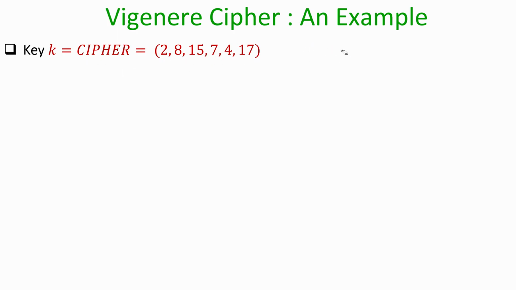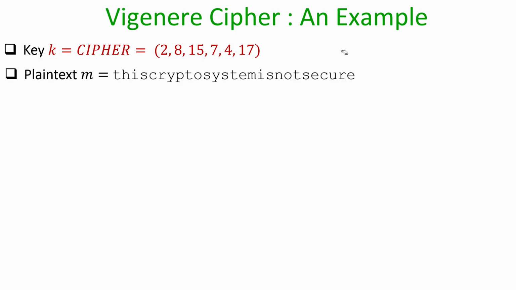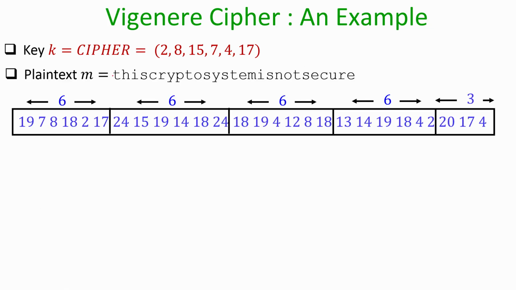Now, assume the plain text which the sender wants to encrypt is the English message, this crypto system is not secure. So, the first step to encrypt this plain text will be to map each of the characters in the plain text to the set 0 to 25, namely to the numbers 0 to 25. So, for example, T gets mapped to 19, H gets mapped to 7 and so on.